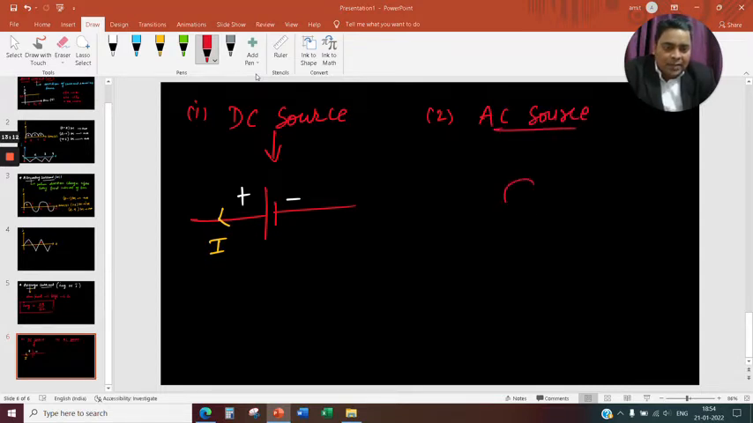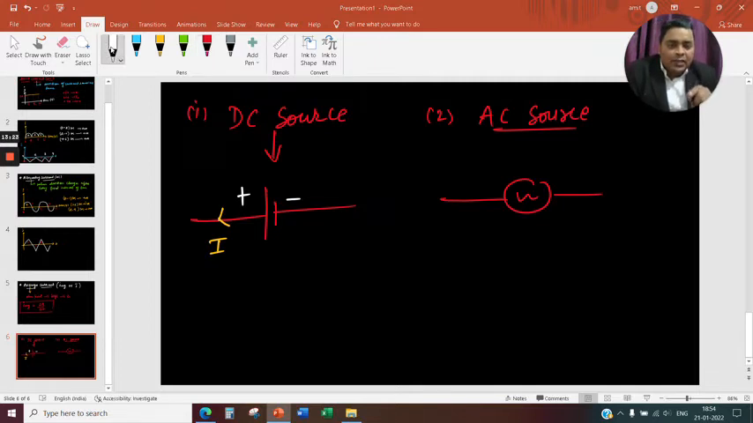This will be the symbol for the AC source, and I have drawn two terminals here. Now I have one question. In case of an AC source, what is the direction of current? It is a bit confusing, because if I say the direction of current is here, after some interval of time it will change to the opposite direction. Again after some time it moves in the forward direction. So at every interval of time the direction is going to change, and it is not really possible to define the direction of current here.